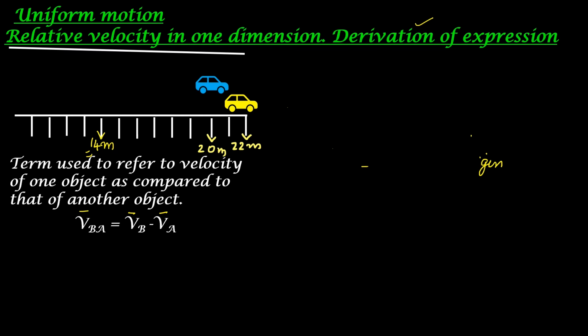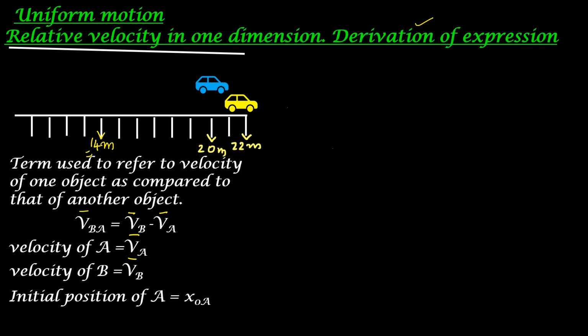We have to follow a few steps. Velocity of A is VA, velocity of B is VB. Initial position of A is x naught A, at time t naught. Initial position of B is x naught B, also at t naught. So they are not at the same location. There is a difference in their position.